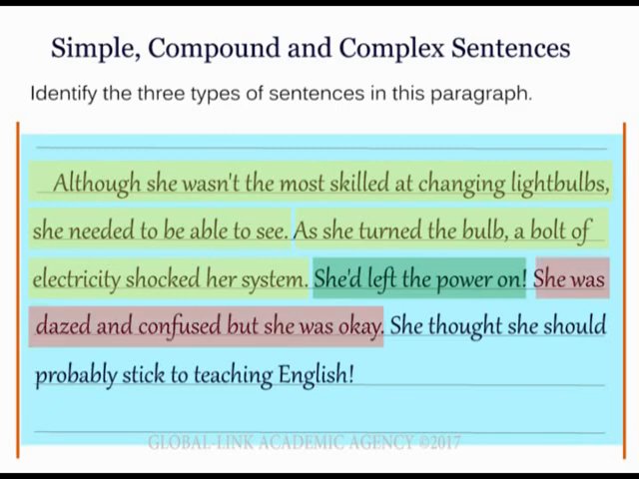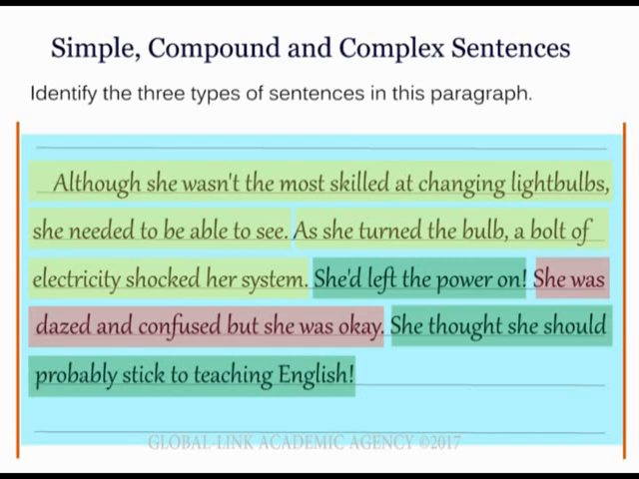Followed by a compound sentence. She was dazed and confused, but she was okay. Two separate bits of information joined with but, a conjunction. And then I've ended with a nice simple sentence, one piece of information, ending with an exclamation mark. It can be exclamation mark, question mark, or full stop that ends a simple sentence.